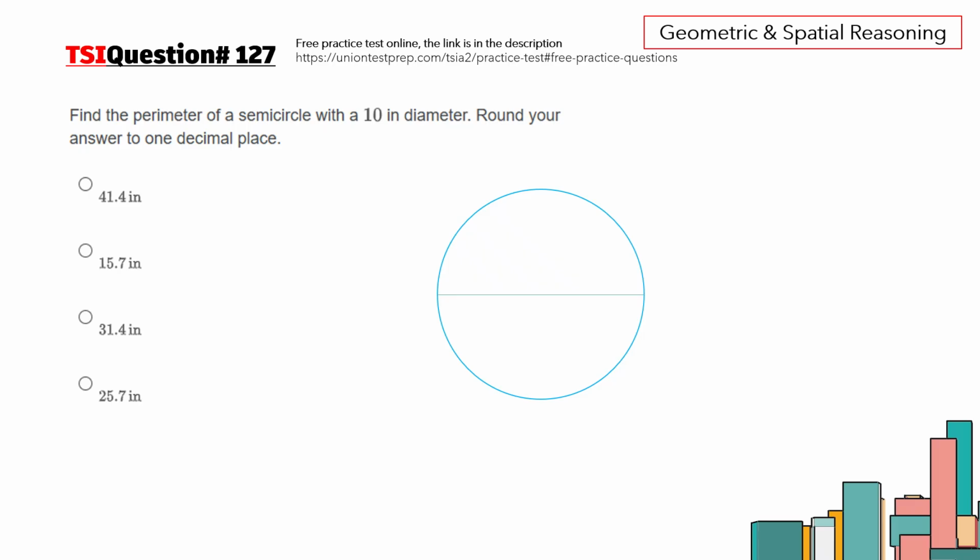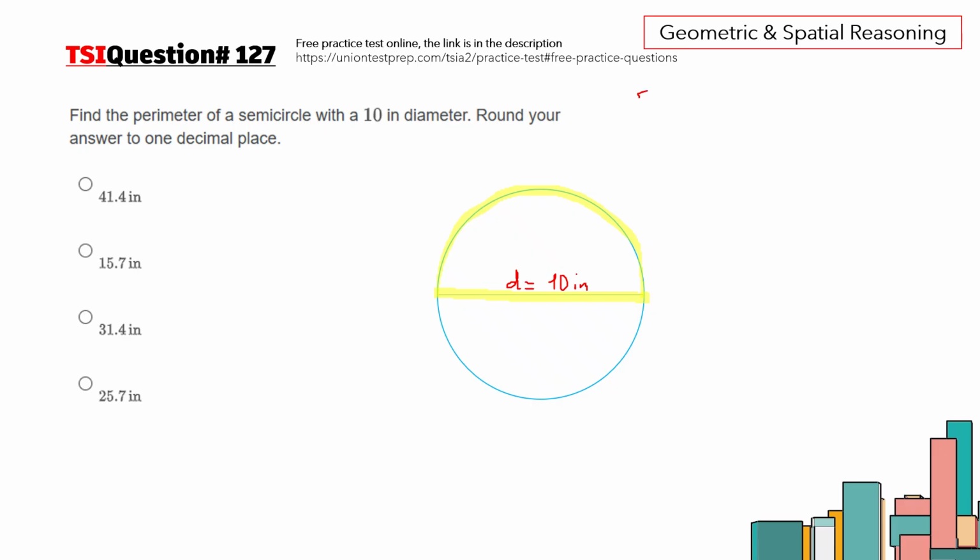Find the perimeter of a semicircle with a 10 inch diameter. Round your answer to one decimal place. First, a semicircle includes a diameter and half of the perimeter of a circle. That includes two parts. So we have the diameter D equal to 10 inches.